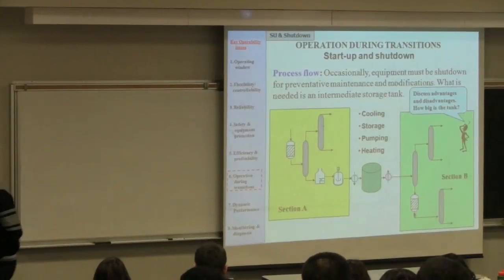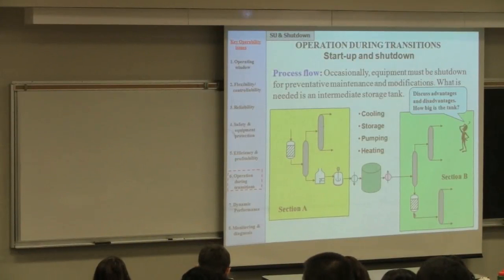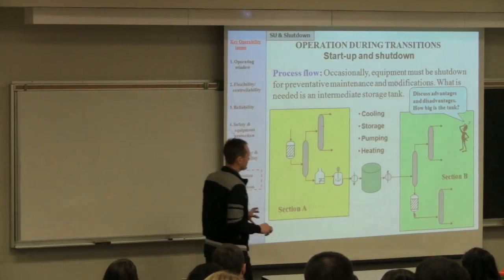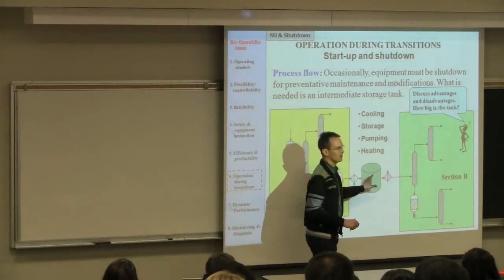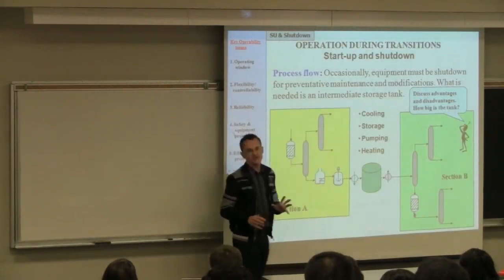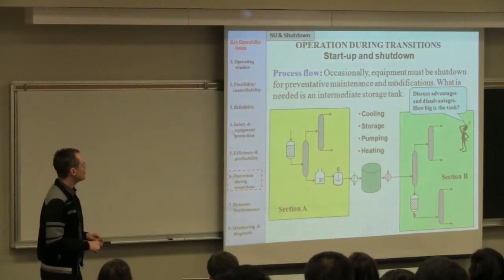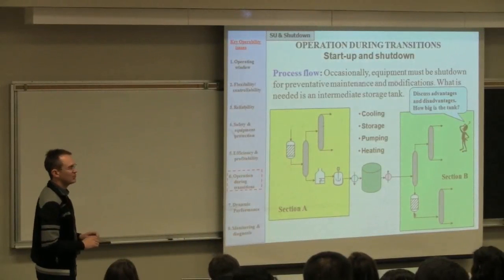Another feature that's important to startup and shutdown, if you're looking at this in the operability section of your SDL project, is the use of intermediate storage. Many processes rely on sizing a storage tank and placing that storage tank of the appropriate size in between sections of the process. We'll talk about what size that should be in a minute. And you choose your sections so that they're decoupled.